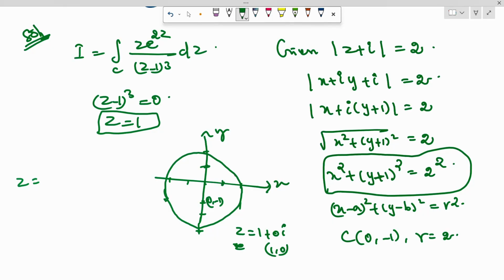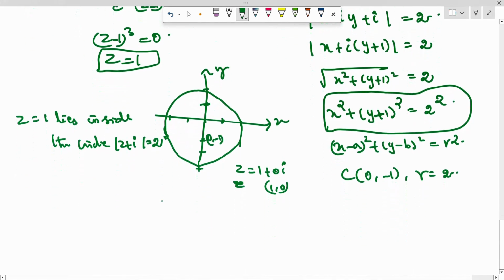X value 1, y value 0, which is here 1 comma 0. z is equal to 1 lies inside the given image. The singular point z is equal to 1 lies inside the circle modulus of z plus i equal to 2.